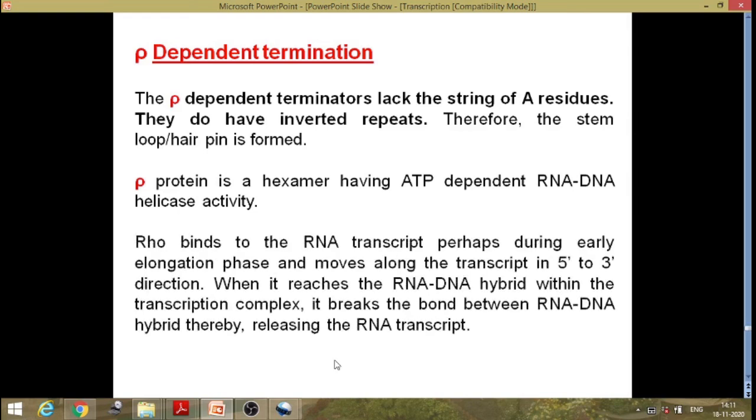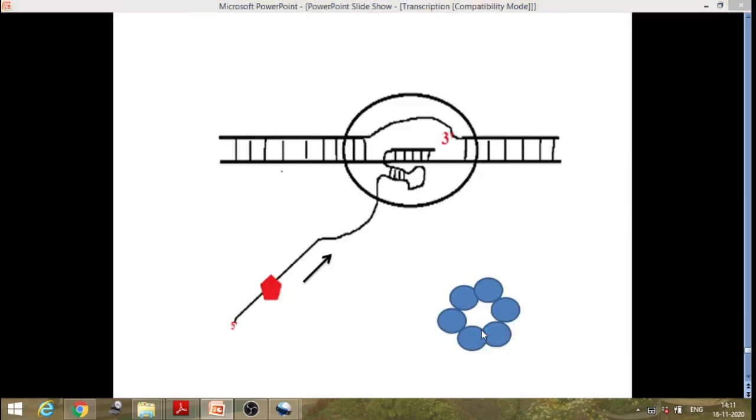So what happens in rho dependent termination? The rho protein binds to the RNA transcript, perhaps during the early elongation phase, and moves along the transcript in the 5' to 3' direction. When it reaches the RNA DNA hybrid within the transcription complex, it breaks the bond between the RNA DNA hybrid, thereby releasing the RNA transcript. We can understand this better by looking at this diagram. This is a transcription complex. This is the RNA transcript, this is a hairpin loop structure, and this is the RNA DNA hybrid.